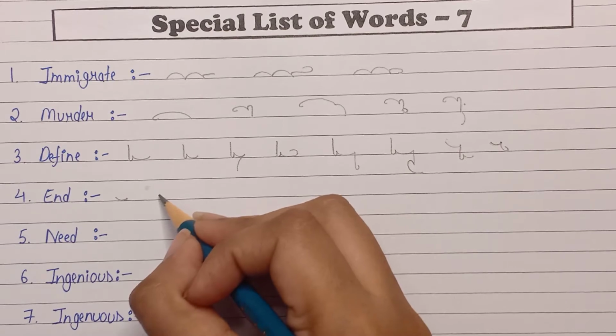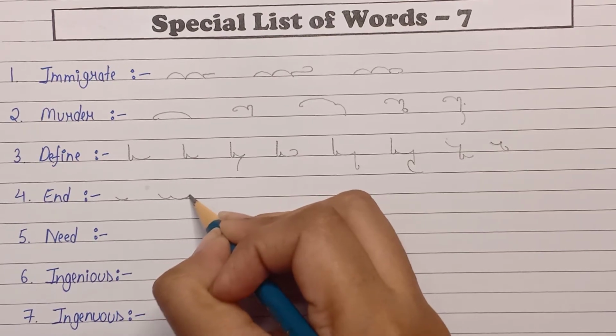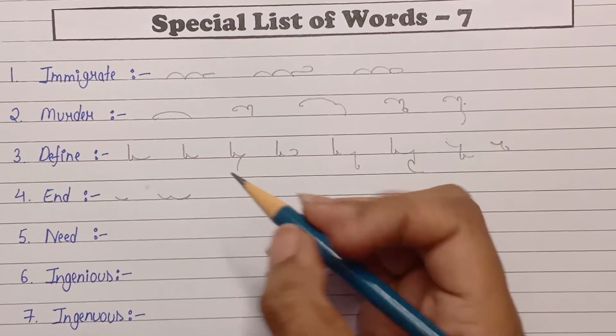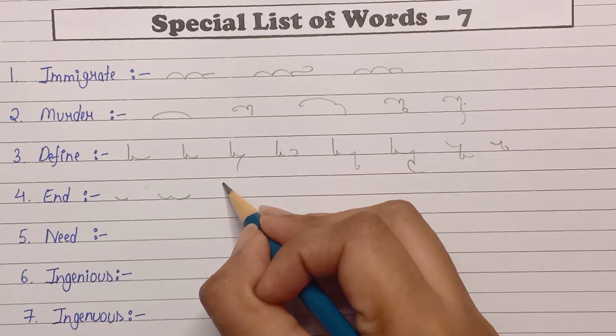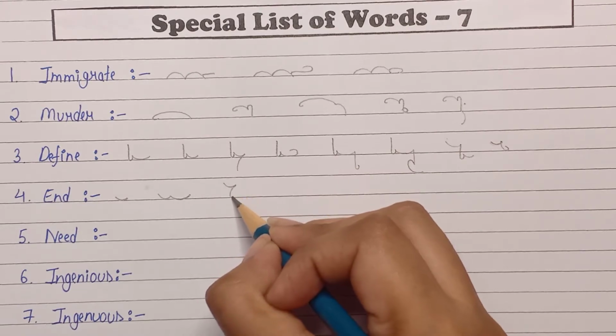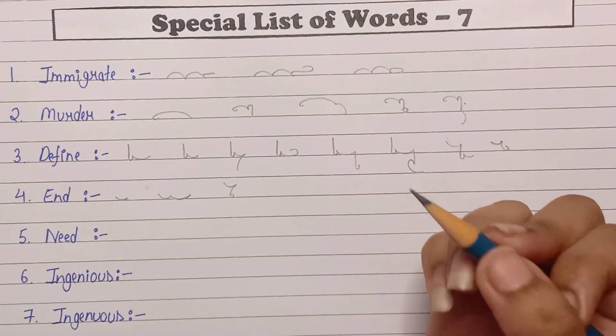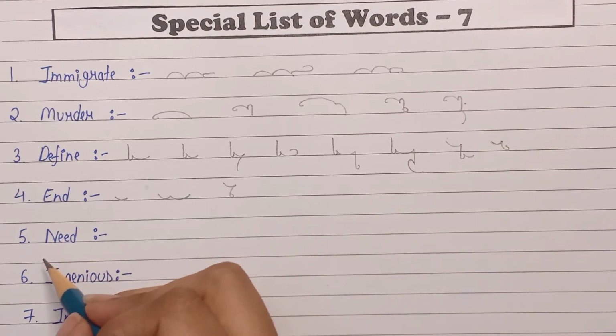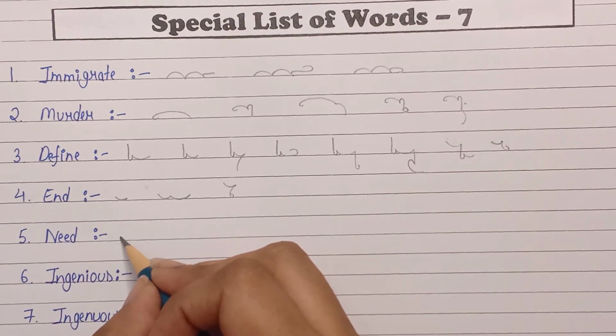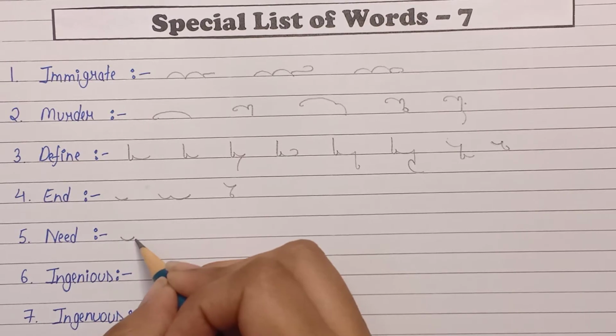Next is ending, half length of N and ing. Ending. And this is endless. Neat. This is neat.